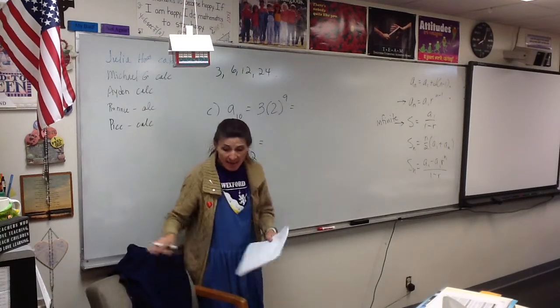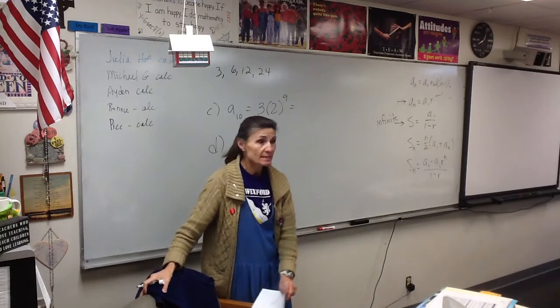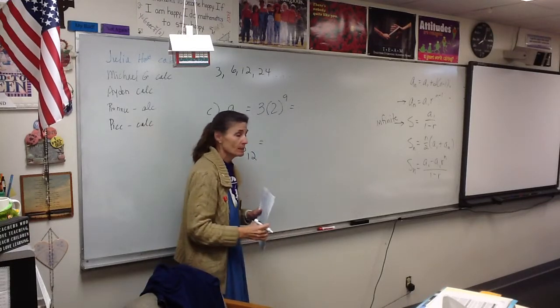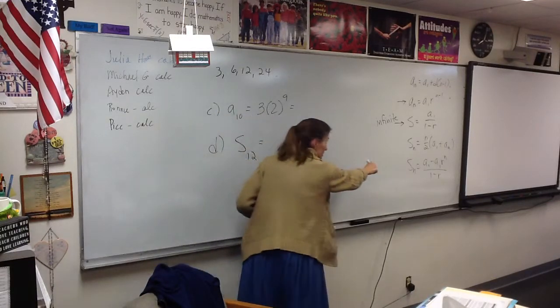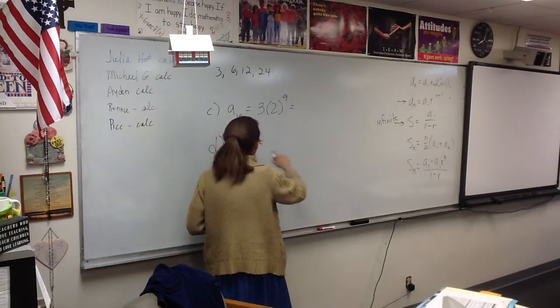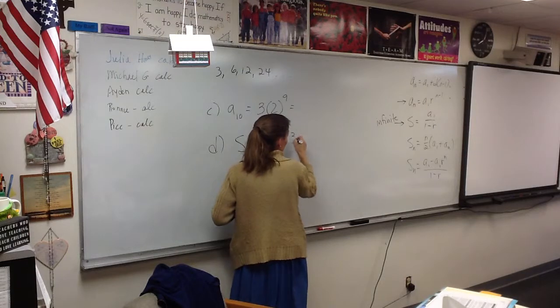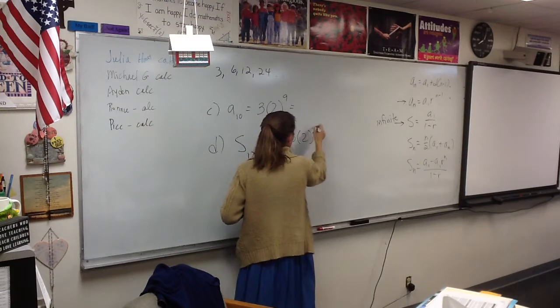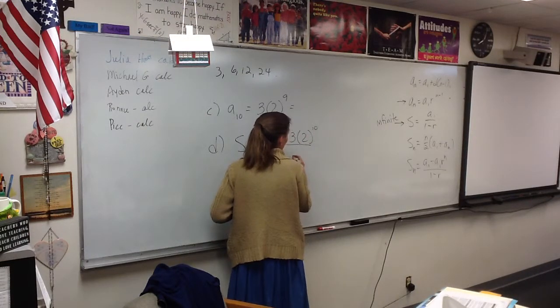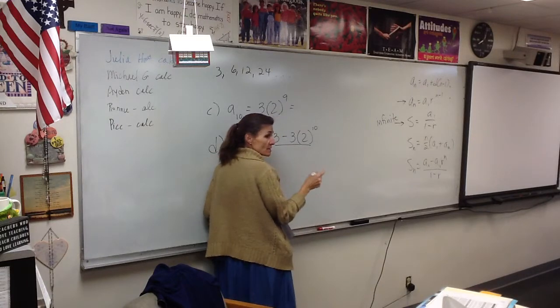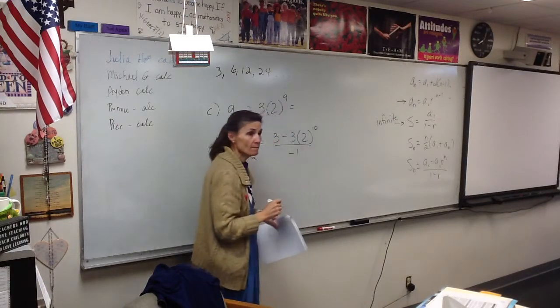This isn't saying add these up forever and ever. This is saying add up 12 of them. So what would the formula tell us to do? We're using the last one there. So what are we going to write? 3 minus 3 times 2 to the 10th over 1 minus 2, which would be negative 1.